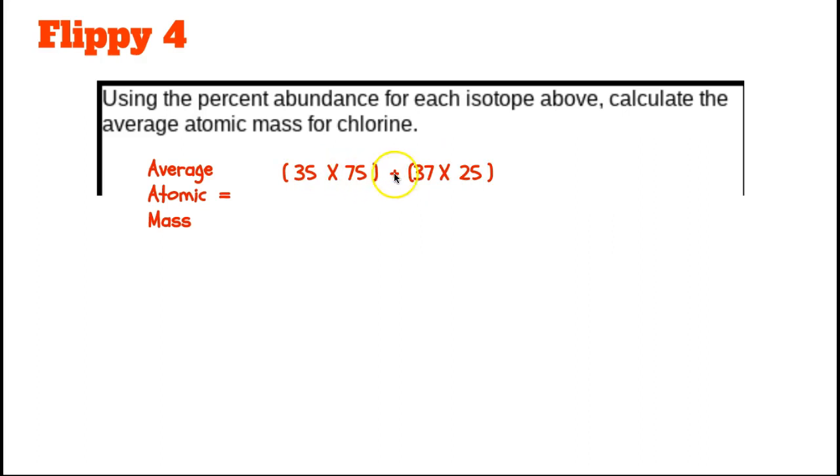You would type all this into your calculator first, hit enter, then divide by 100, which is going to give you 35.5 AMU. And if we look on the periodic table, we got really close, because on the periodic table it says 35.45. So with rounding, this would be 35.5.